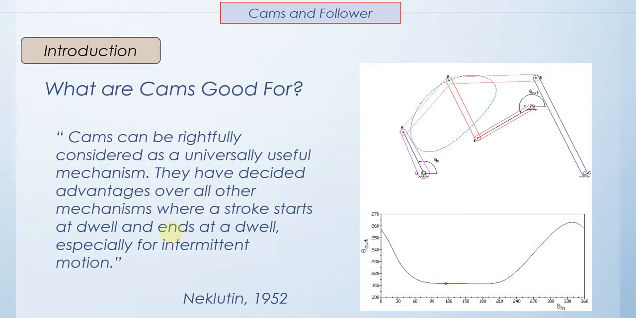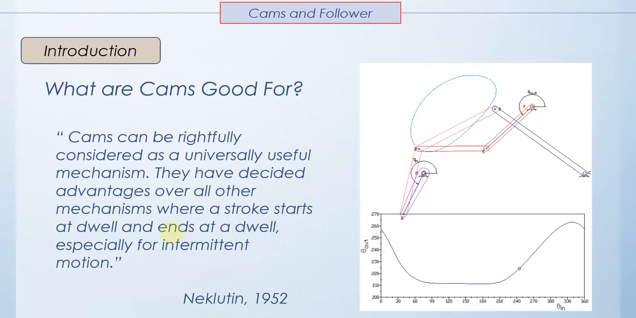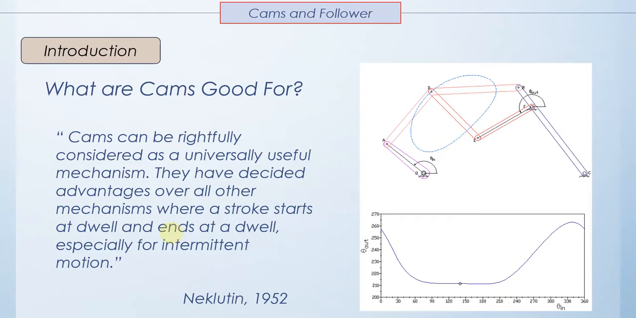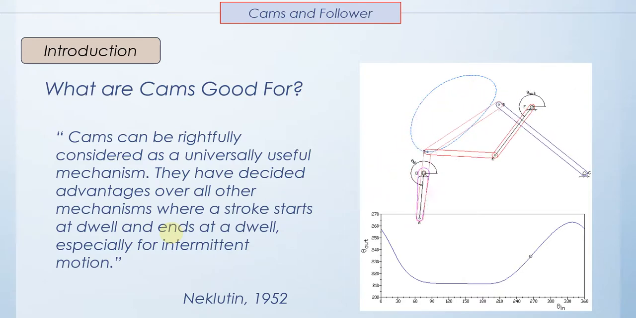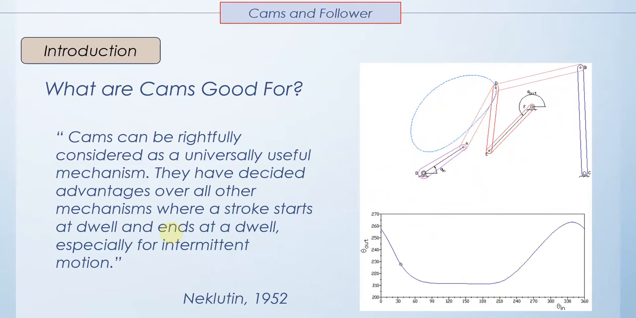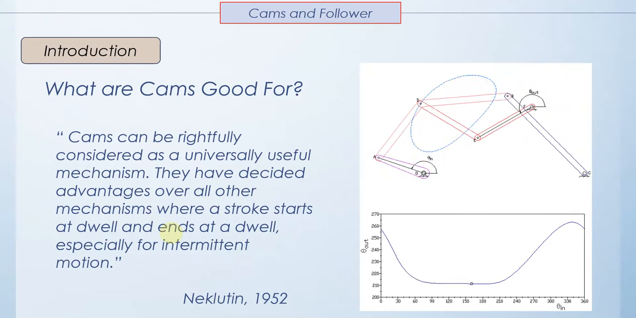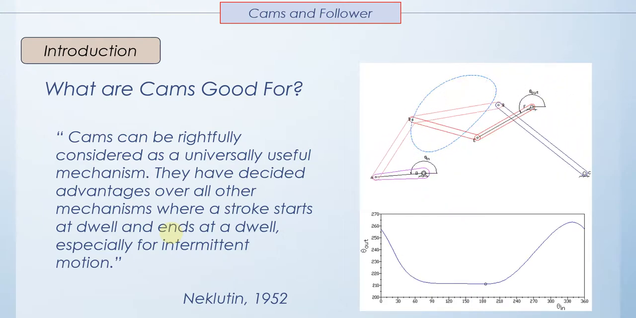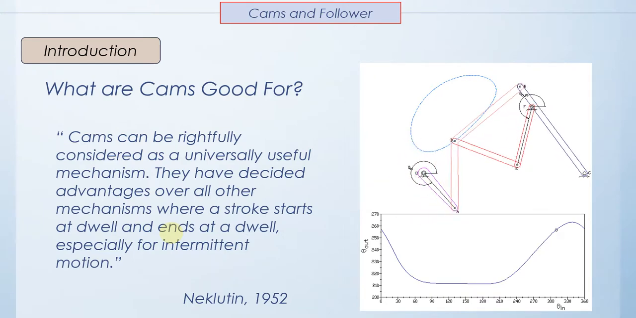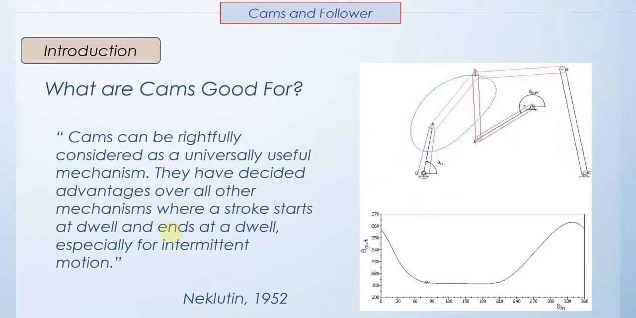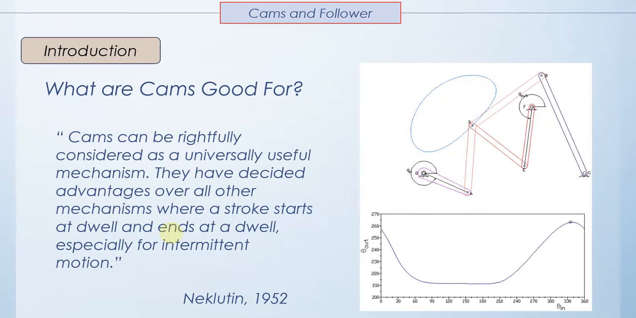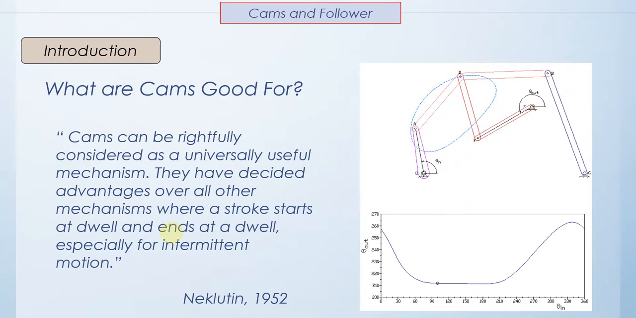So what are cams good for? I think the best reason I could find is a quote from Nicolatin back in 1952. He said that cams can be rightfully considered a universally useful mechanism. They have decided advantages over all other mechanisms where a motion starts at a dwell and ends at a dwell, especially for intermittent motion.